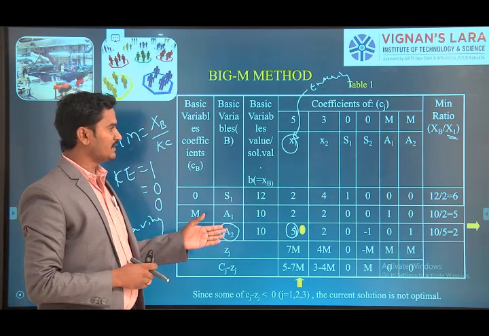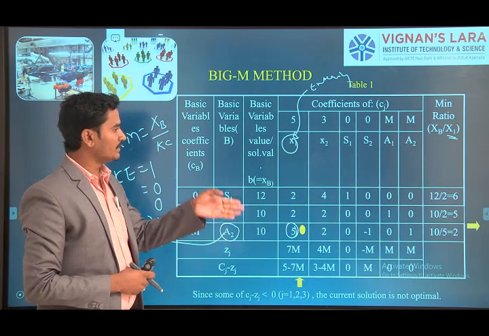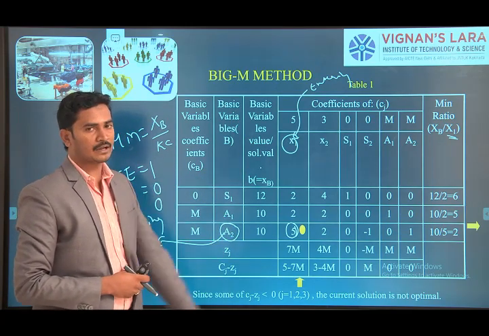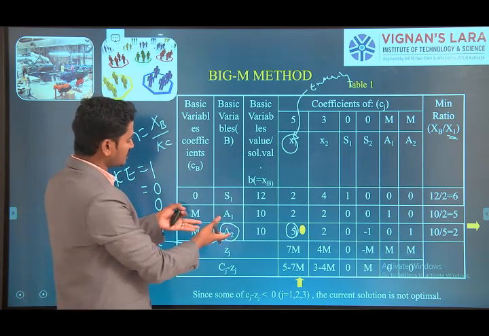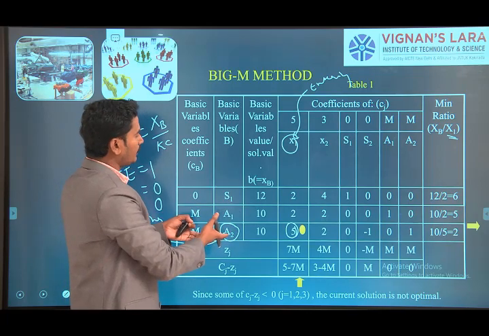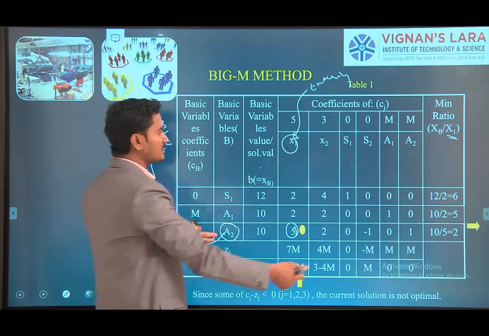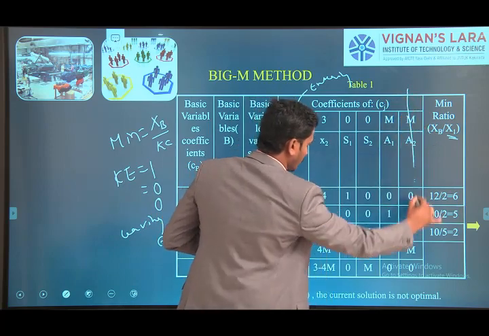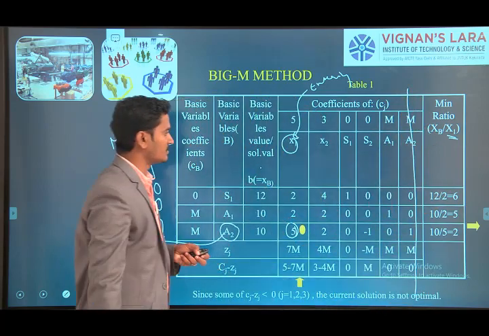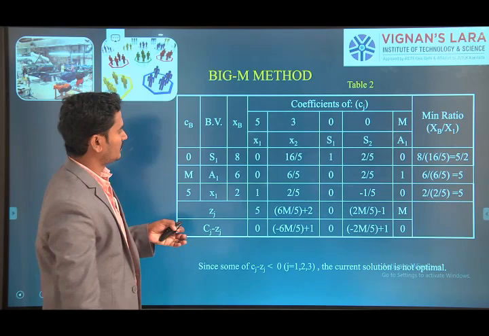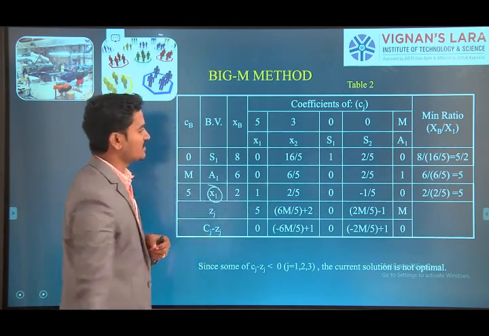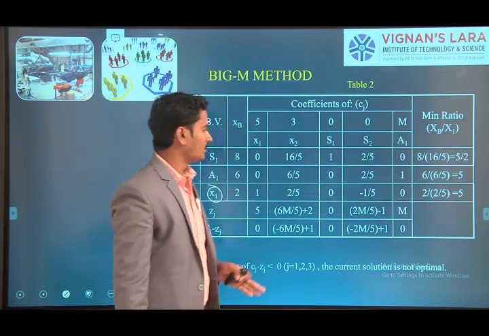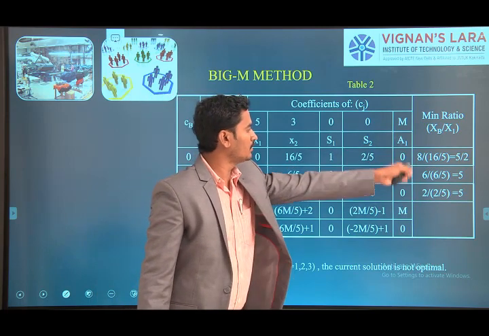When we replace the artificial variable, we remove that particular column for further iterations. Here, a2 is replaced by x1, so for further iterations we remove this column. See this: a2 is replaced by x1, then we get a1. Then we remove the a2 value.